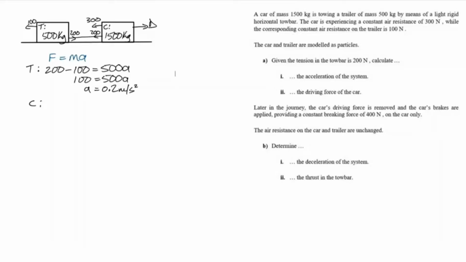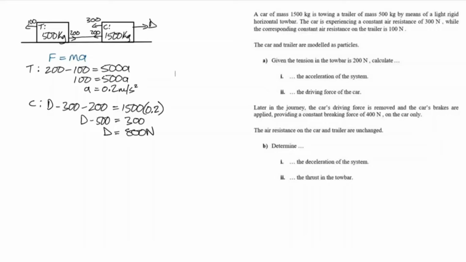Part 2 of Part A asks us to find the driving force, this unknown force that we're calling D. I'm going to once again use the motion equation, Newton's second law, and focus on the car. So the resultant force would be the driving force, subtract 300, subtract 200. And that equals the mass of the car multiplied by the acceleration we just found. D is the only unknown, so we're really just rearranging to solve for D. In this case, the driving force is 800 newtons.